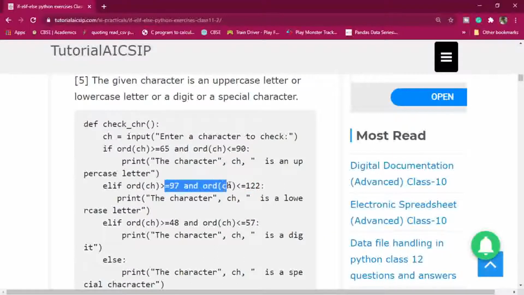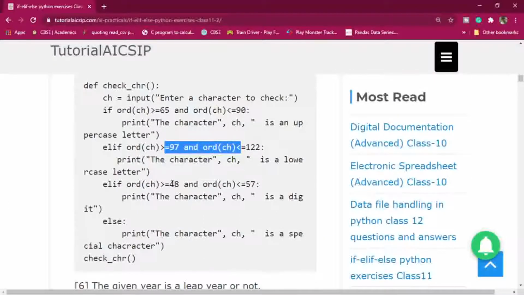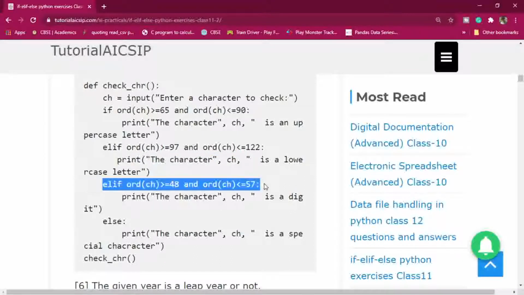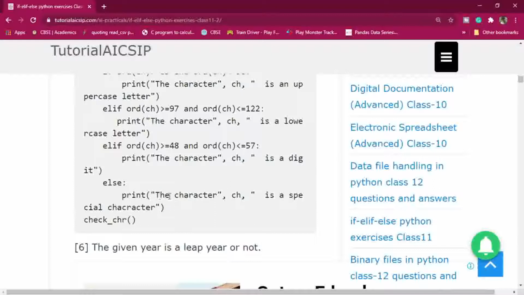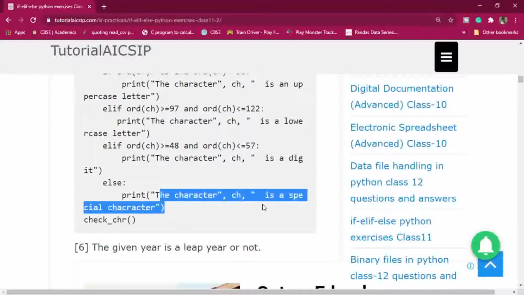As I have explained, one range will be implemented in this manner. Similarly, numbers range from 48 to 57. That's why it is written over here, elif ord ch greater than 48, then this. And the last one, else. If nothing matches, then the character can be considered a special character. If you want to check the space, the ASCII value for the space is 32, so you can include that here as well.